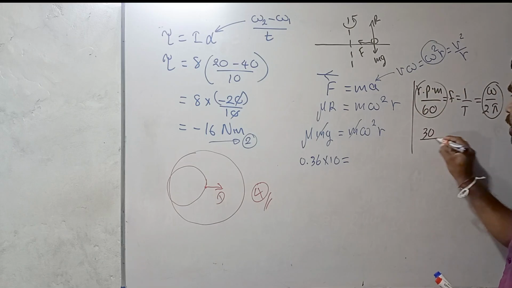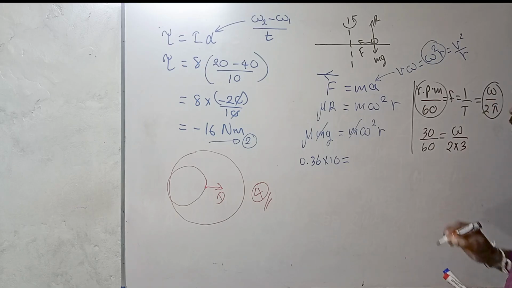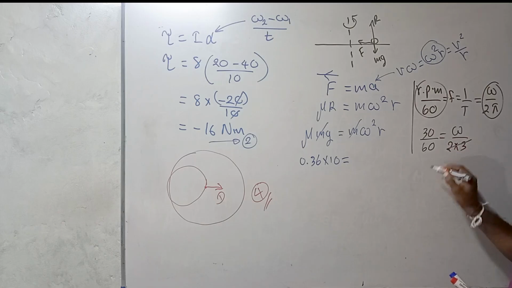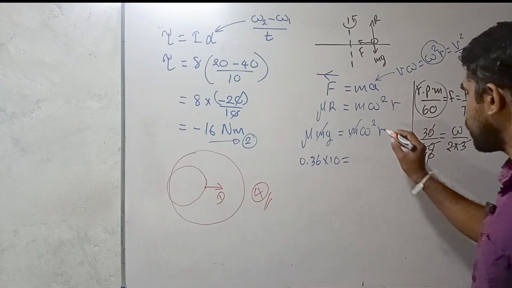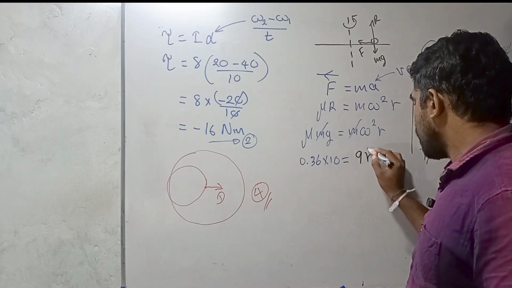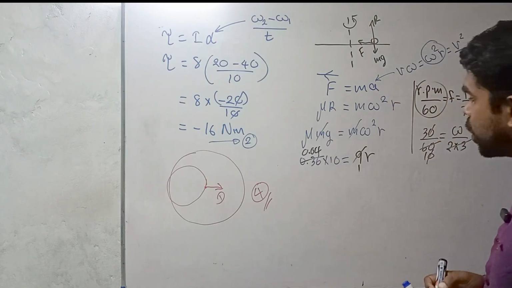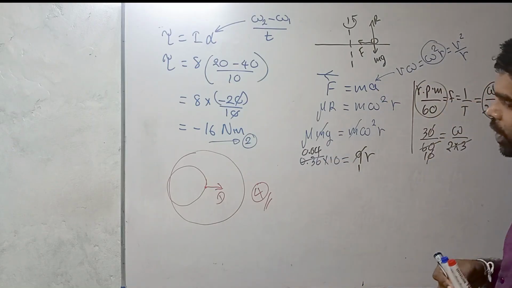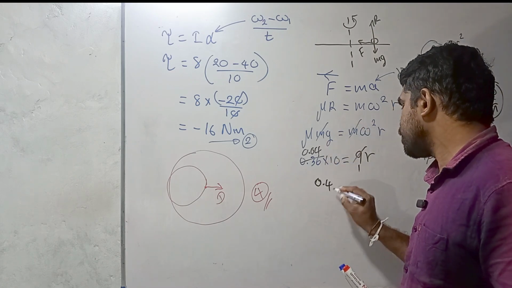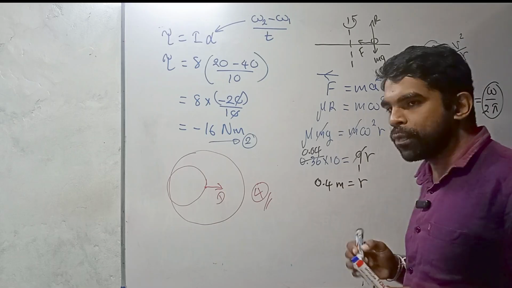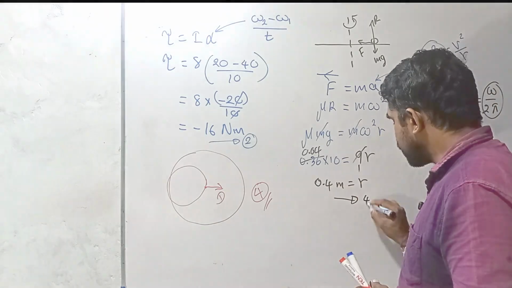rpm value 30 divided by 60 equals omega divided by 2 pi. Pi value is given as 3. Then we can cancel out with 6. The answer is omega 3. 3 squared is 9, so 9r. 0.36 divided by 9 is 0.04. 0.04 into 10 is 0.4 meters. It means 40 centimeters. Then we can say the fourth one is the correct answer.